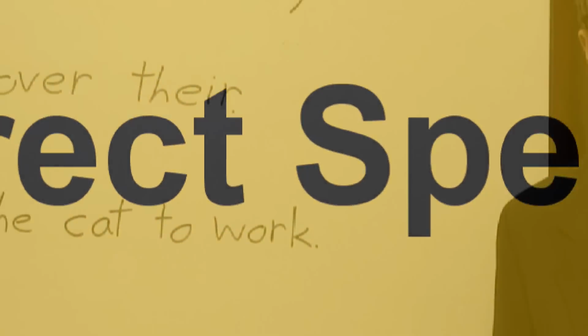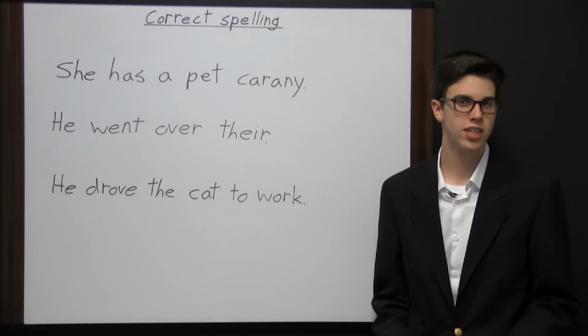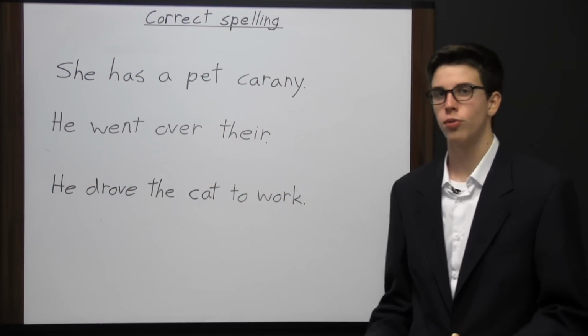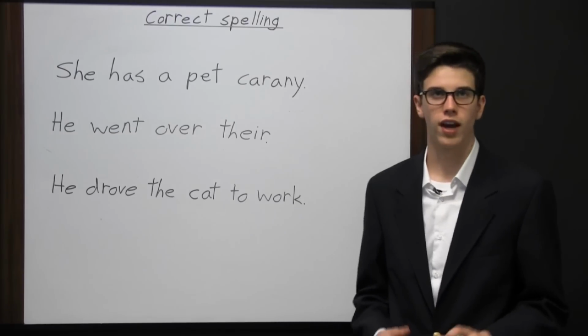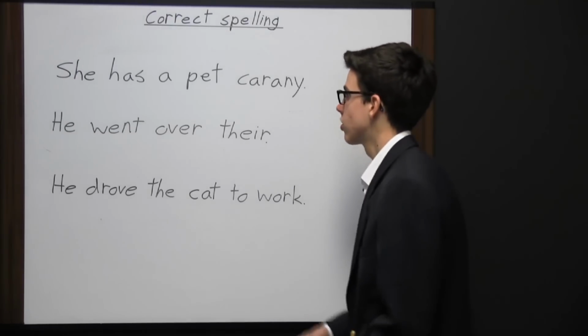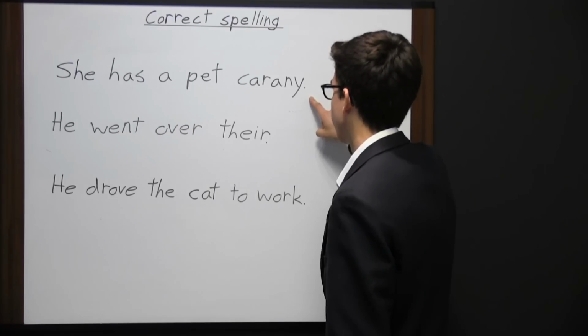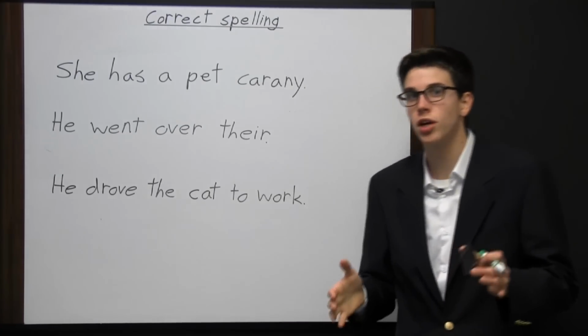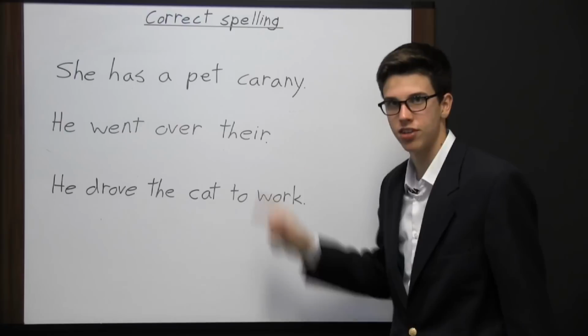Words must be spelled correctly so that the reader can properly understand what the author is saying. So this first sentence says she has a pet Karani. Now we don't know what a Karani is, so we're somewhat confused as to the meaning of this sentence.